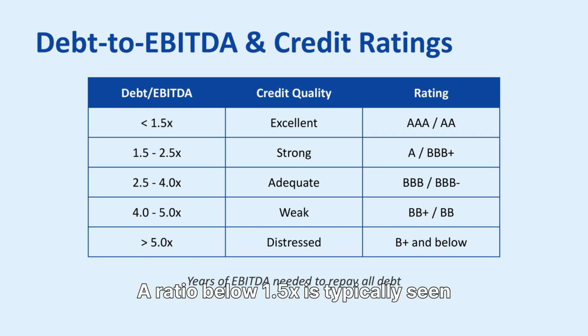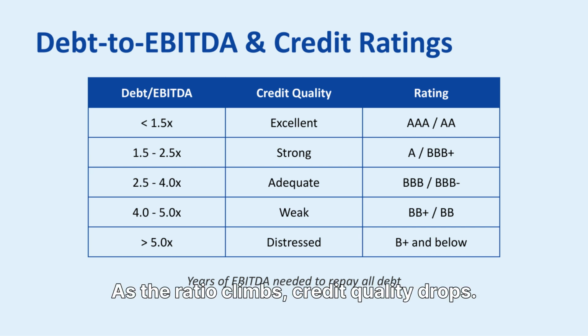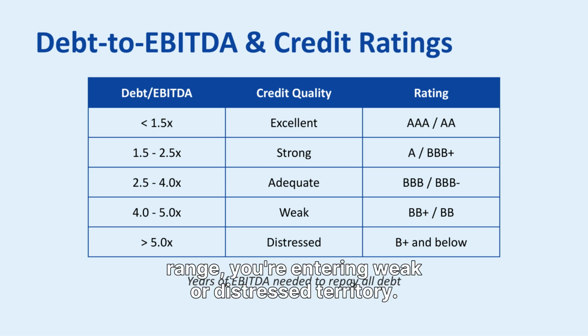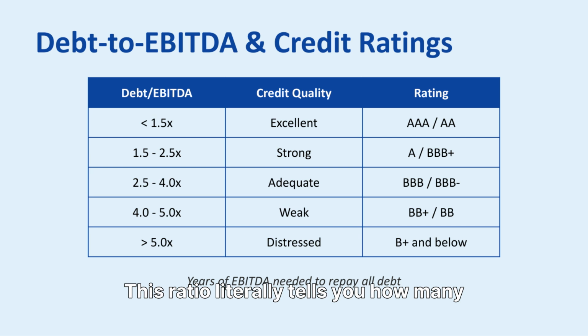A ratio below 1.5x is typically seen as excellent, leading to AAA or AA ratings. As the ratio climbs, credit quality drops. Once you hit the 4.0x or 5.0x range, you're entering weak or distressed territory. This ratio literally tells you how many years of cash flow it would take to pay back all debt. Think about that for a second.